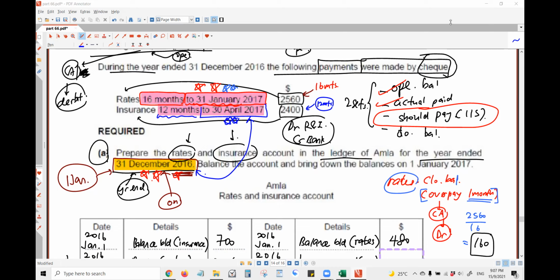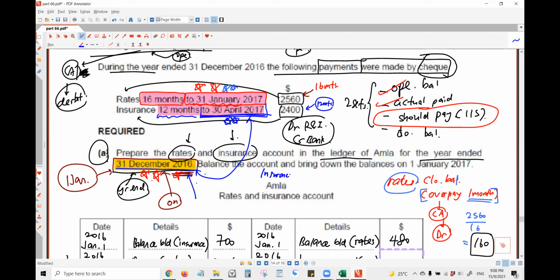It's overpayment. The answer that we are doing here for the rates and insurance account is until 31st December 2016 only. But the question told you AMLA has paid for insurance all the way until 30th April 2017 already, which is 4 months extra beyond the year end. The year end is December 31st, 2016. Once again, this is an overpayment, just like the rates.